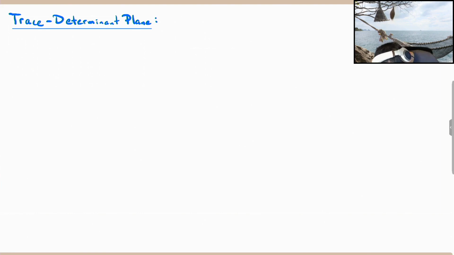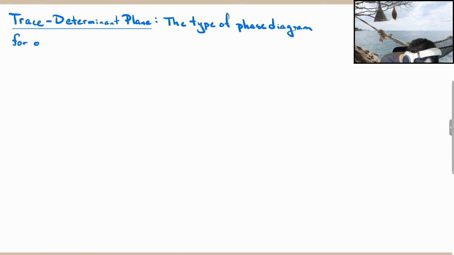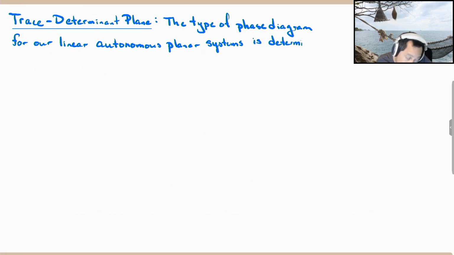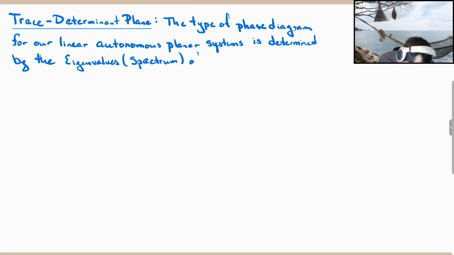So in the trace determinant plane, here's the idea. The type of phase portrait for our linear autonomous planar systems is determined by the eigenvalues, what is often also called the spectrum, of the coefficient matrix.